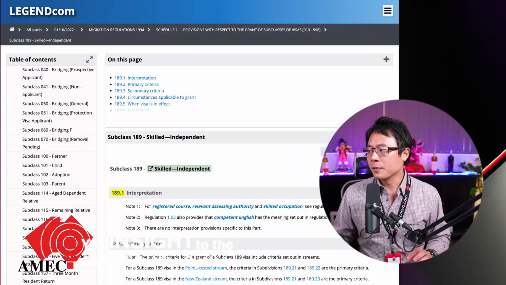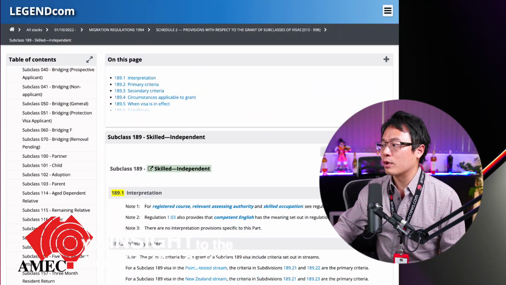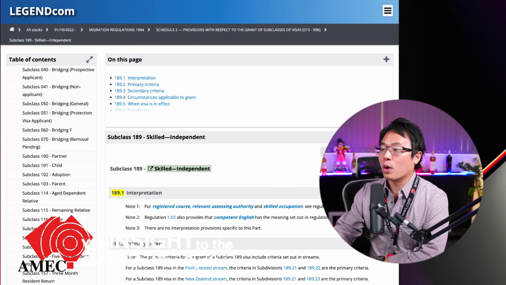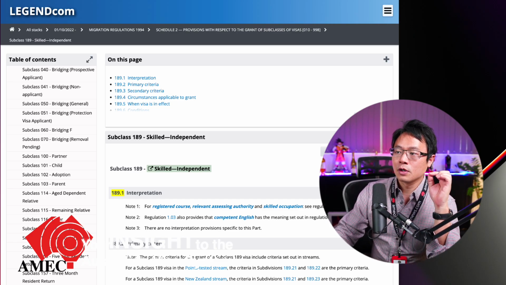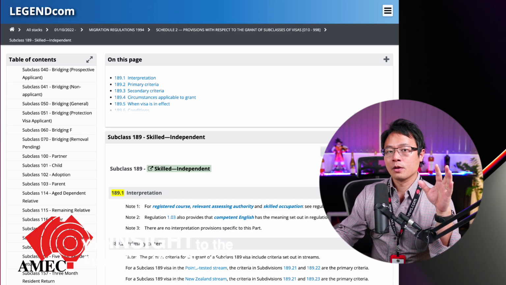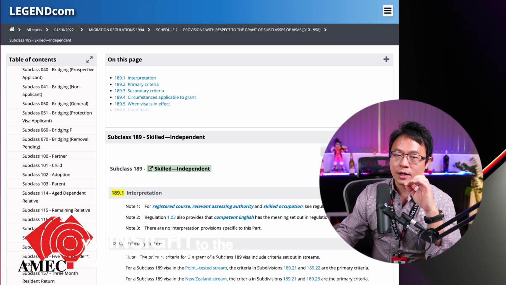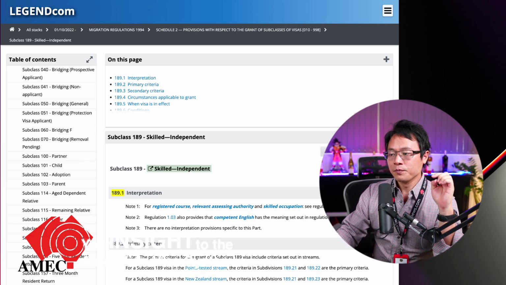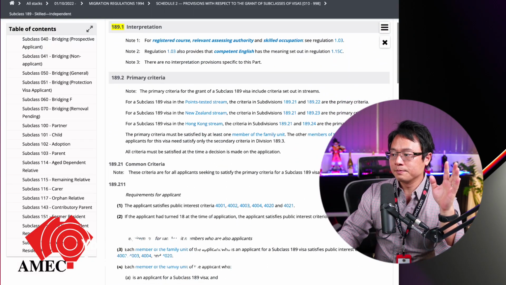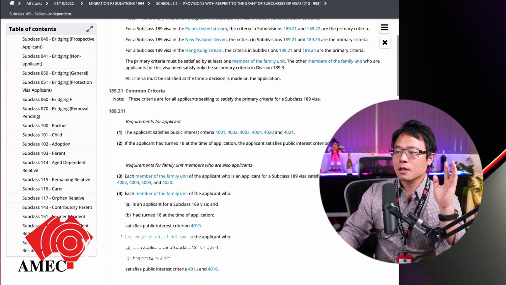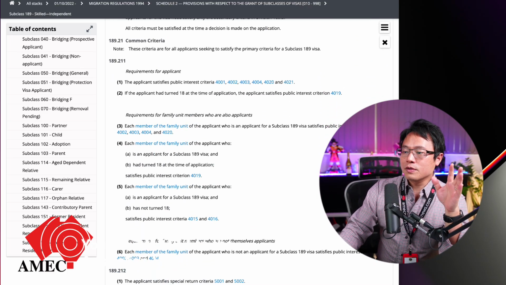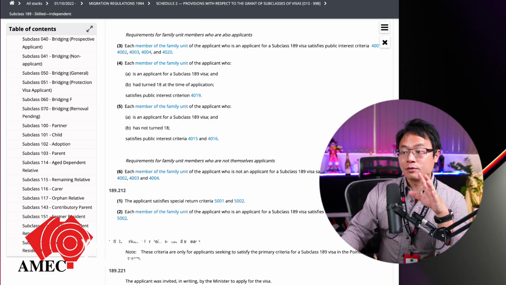Now, where do we find that? We need to go into the detailed law. Let me take you to the actual regulation, subclass 189. This is the same across all the skilled migration visas, so 190 and 491 as well. If we scroll down, you will see detailed clauses in regard to meeting the requirements.